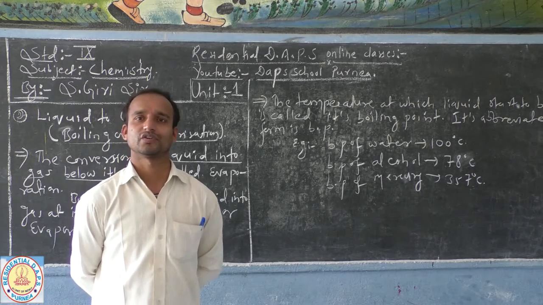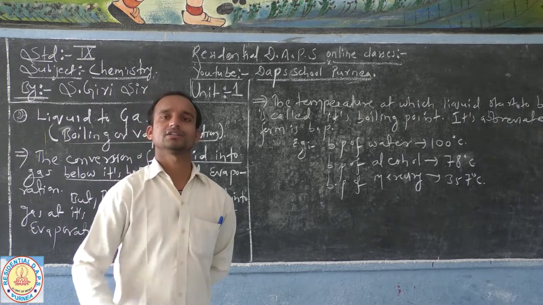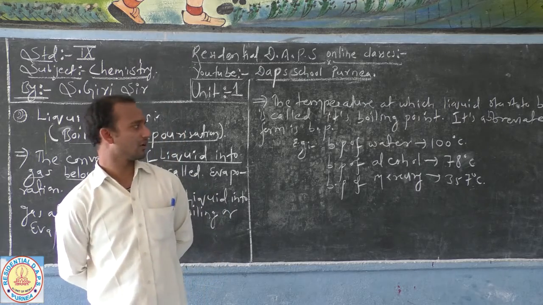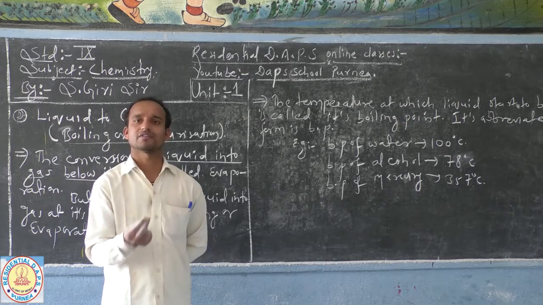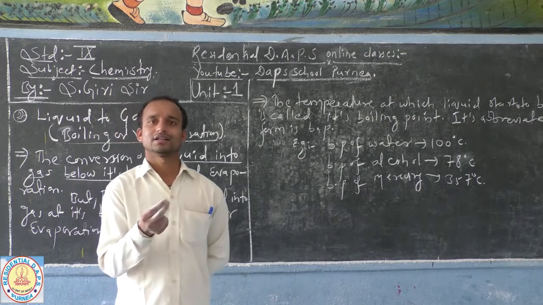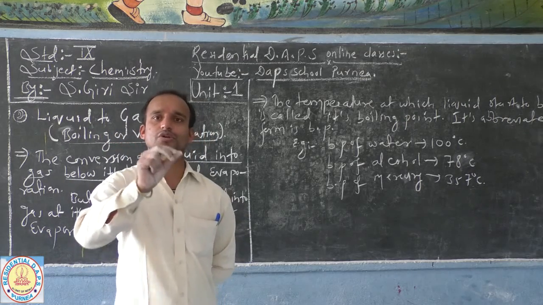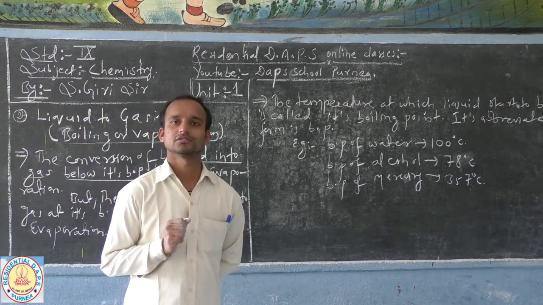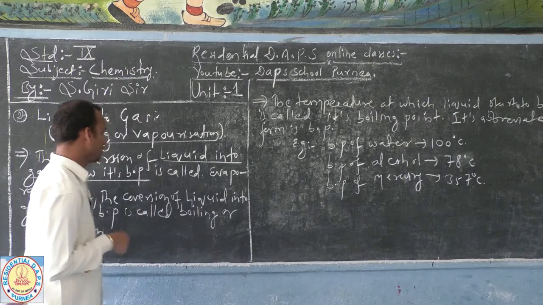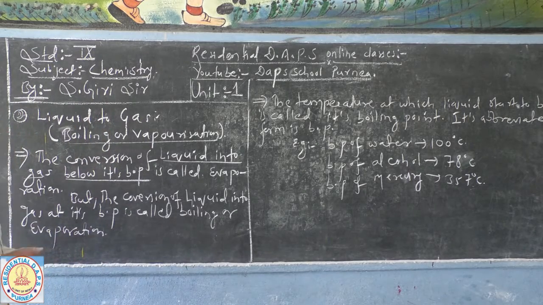But in your home, when we boil water, suppose you put the water in a heating vessel and turn on the gas, then after a few seconds or a few minutes, the water starts to have some bubbles and gas starts to come out. That process is said to be boiling or vaporization. Got the point? So remember, the conversion of liquid into gas below its boiling point is said to be evaporation.